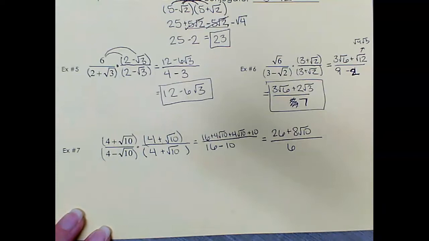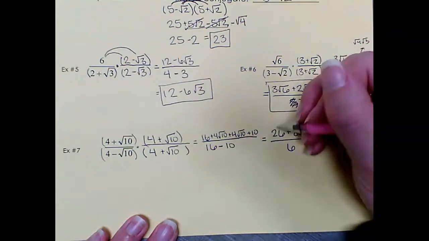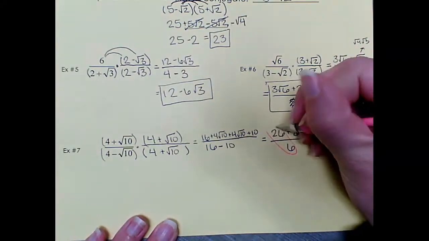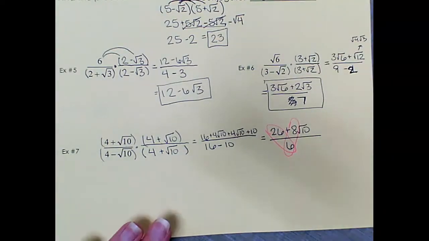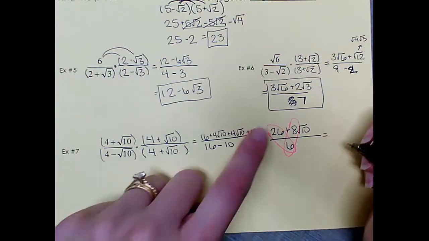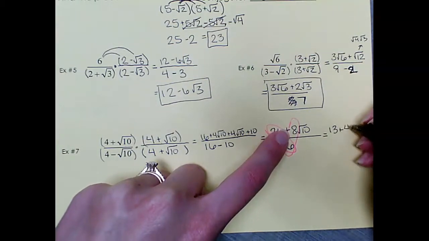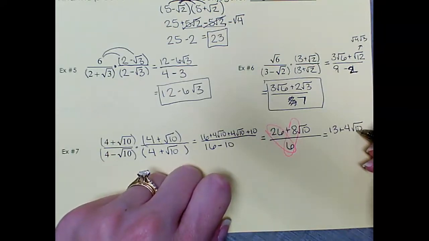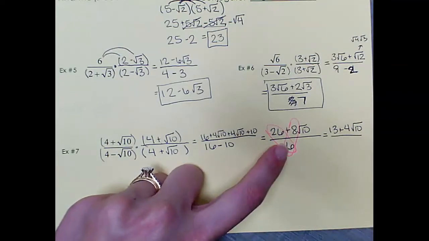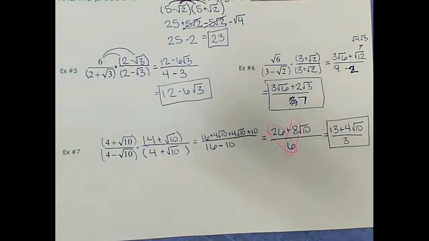And I noticed something. All the numbers that are outside of the radical, the 26 and the 6, and the 8 and the 6, are like fractions. So I can simplify them. They're all even, so I can cut them all in half. I can divide them by 2. So if I divide them by 2, 26 becomes 13, plus 8 becomes 4. I don't divide the 10 by 2 because it's under the radical. And then if I divide the 6 by 2, I get 3. And I can't simplify that anymore. So that is my final answer.